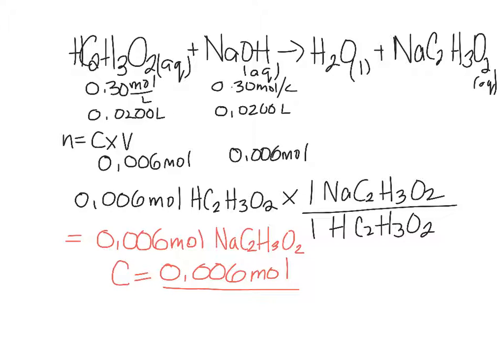So over the total volume, so the number of moles divided by the total volume, because it's both of them mixed together, and you get 0.155. 0.15 mole per liter sodium acetate. Beautiful.